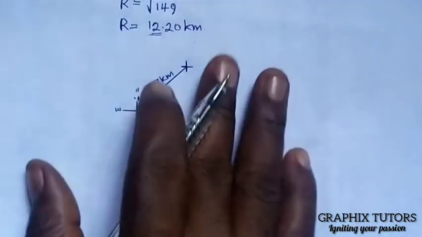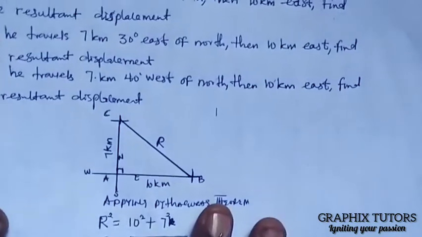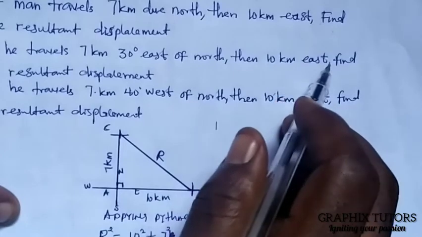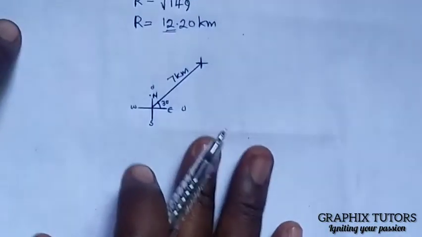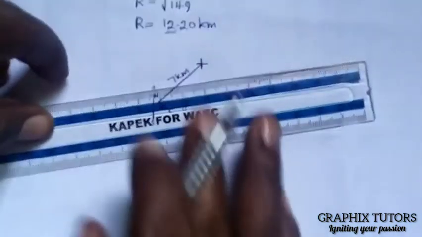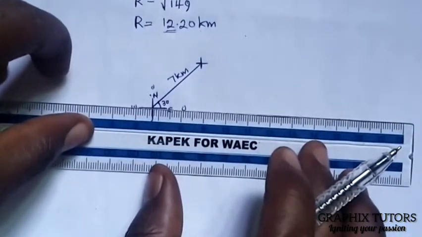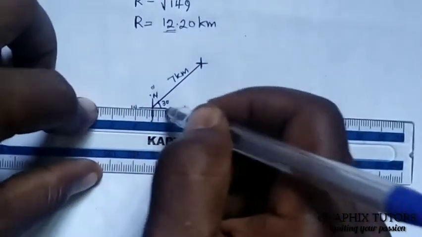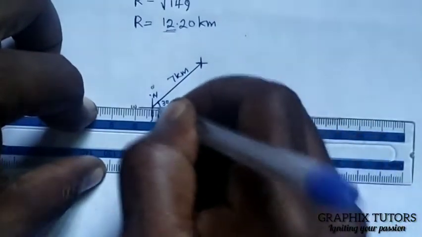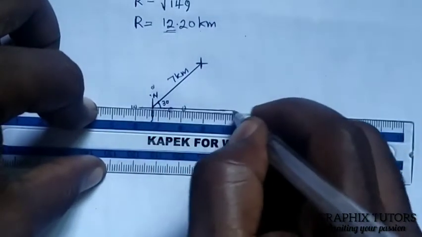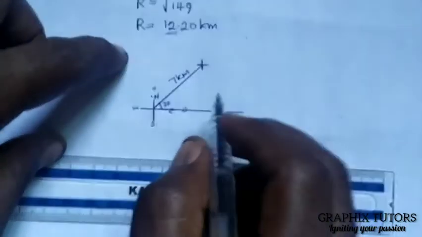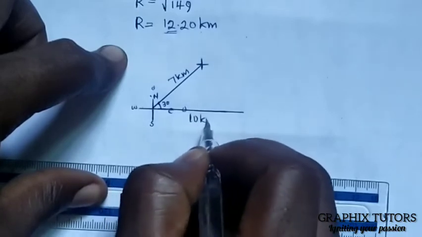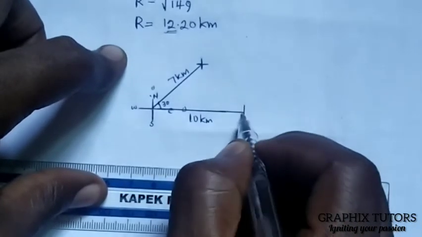And moving further, it's telling us then 10 kilometers east. So it's now going 10 kilometers east. If I place it this way, I'll have something like this, 10 kilometers east. This is east here, right? So if I put it this way, this is 10 kilometers east here, right? So it's stopping here.